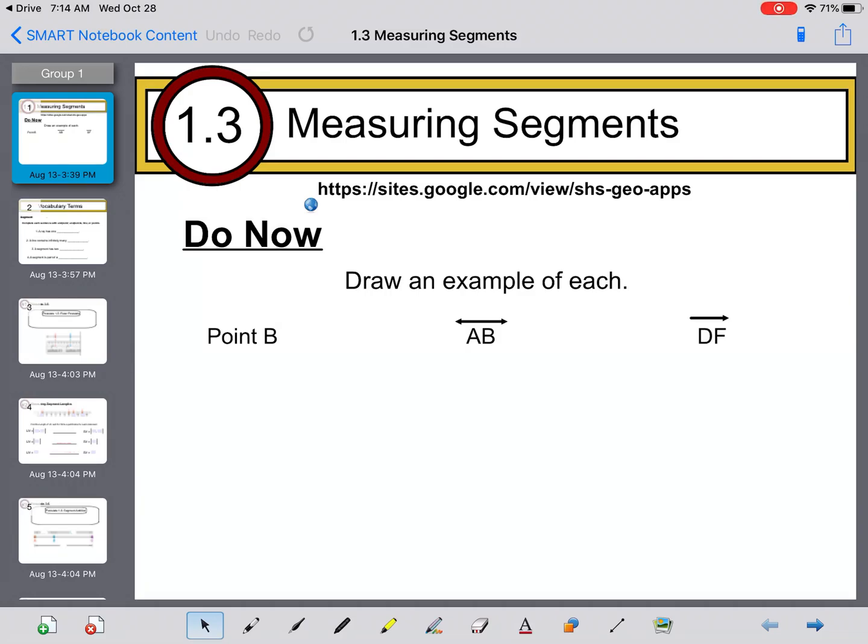All right, everybody, this is 1.3, measuring segments. Feel free to pause the video, attempt to do this on your own, and then check your answers for accuracy when you resume the video.